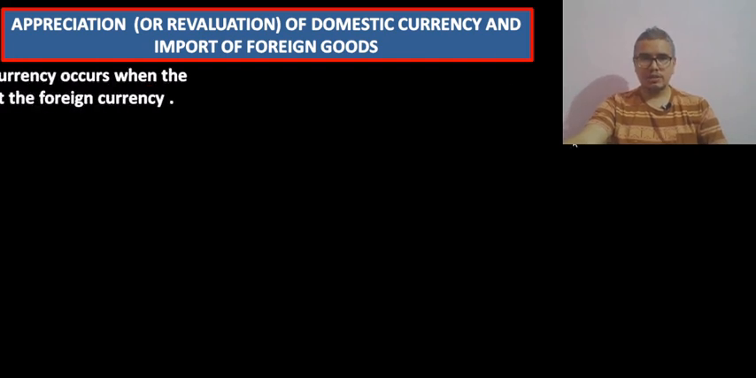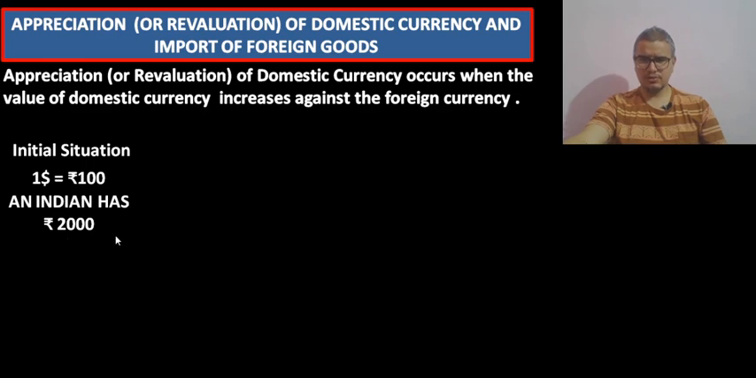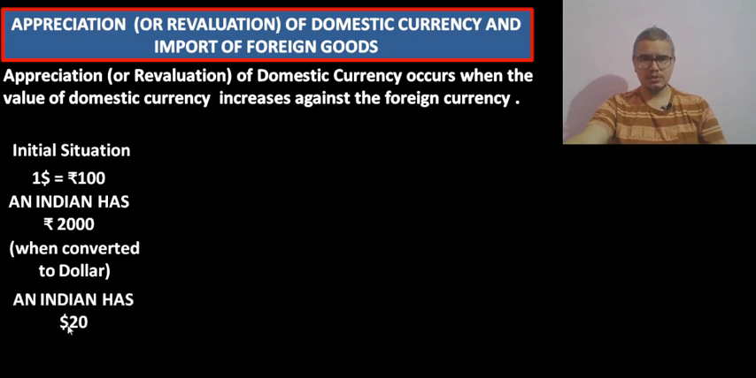Okay, obviously when there is appreciation, there will be rise in the value of domestic currency in terms of foreign currency. Here also we will take an example. Let's say initially exchange rate is $1 equals rupee 100. Indian has rupee 2000 as in the earlier example. If we convert this to dollar, that is 2000 divided by 100, we will get $20. So this Indian has $20 with him.